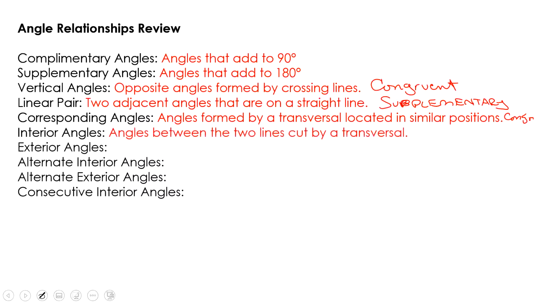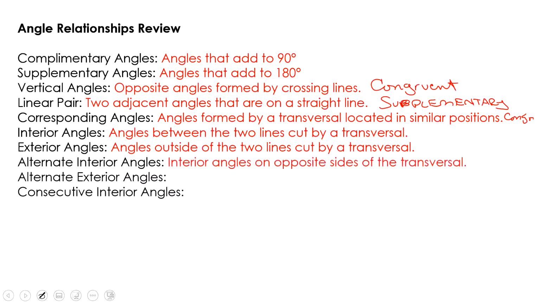Interior angles are the angles that are between the two lines that are cut by the transversal. So usually there are going to be four of them. They are between the two lines, and there are relationships depending on where they are inside those lines. The exterior angles are the angles that are on the outside of the lines that are cut by the transversal.